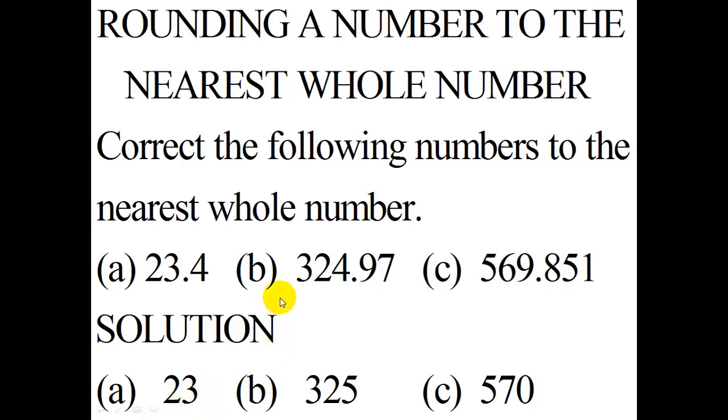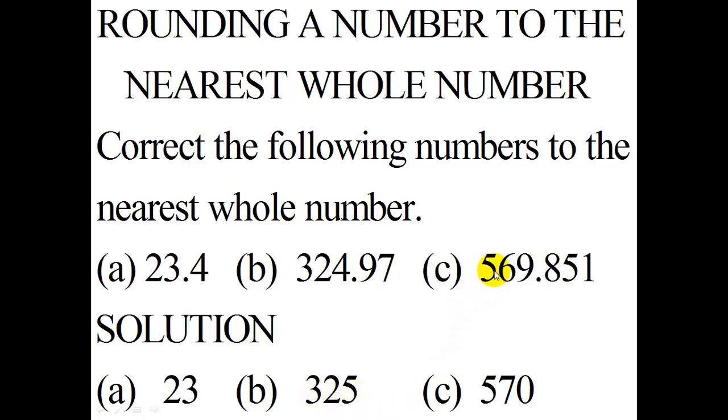Now, considering the example in B, 324.97. The number before the decimal point is 324. But the number immediately after the decimal point is 9. That is greater than 5. And so we take it as 1 and add it to 4. And 4 plus 1 equals 5. And that is how come we have 325.